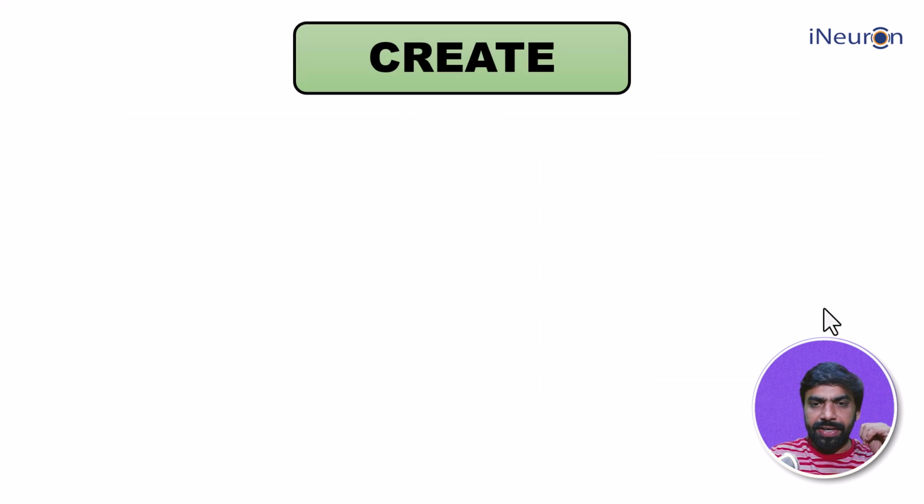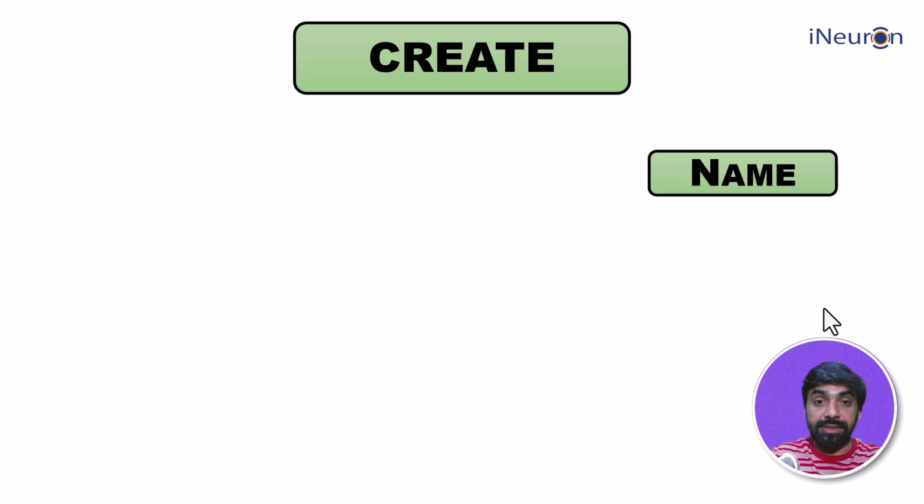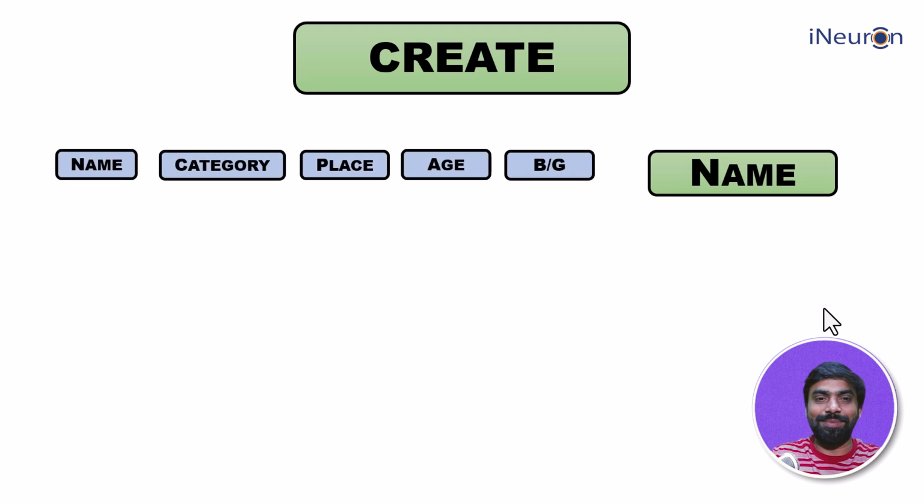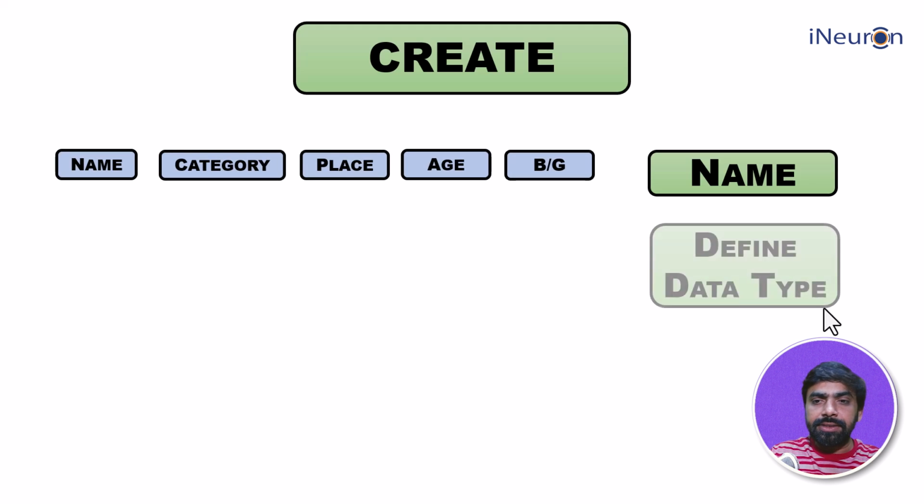For example, if I take again the same thing, create, we are creating the database of our wardrobe. The first thing that we need to give is name, category, place from where you bought the cloth, age of the cloth, and whether they are bought or gifted. The next thing that you want to do is to define the data type. What kind of data type will it be? Will it be a text data type? Will it be a numerical data type?